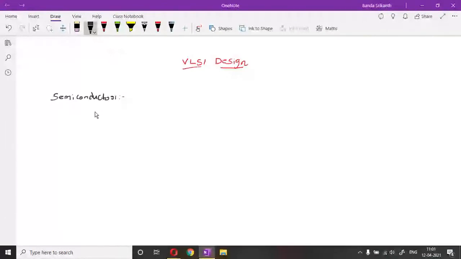What does semiconductor mean? So the name itself suggests it is a conductor. Conductor means what? Through which the electrons will flow. So that is called conductor. Semiconductor means what? It is also a conductor which will allow the electrons and which will stop the flow of electrons. In both the ways it can act.